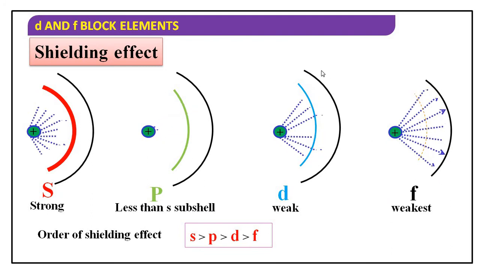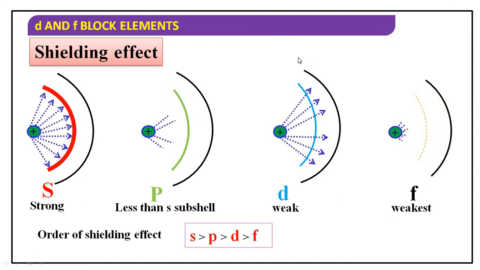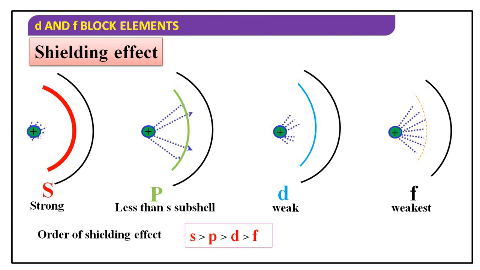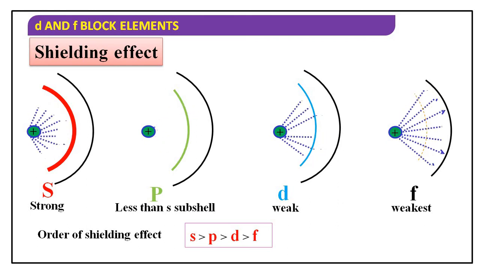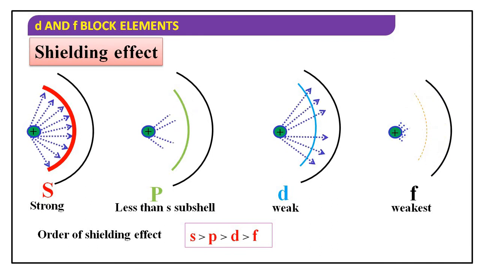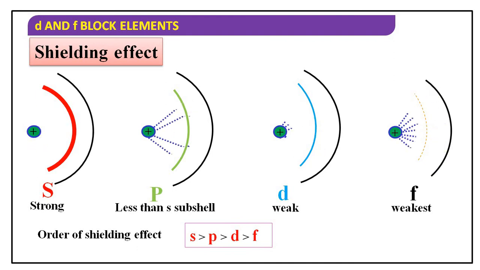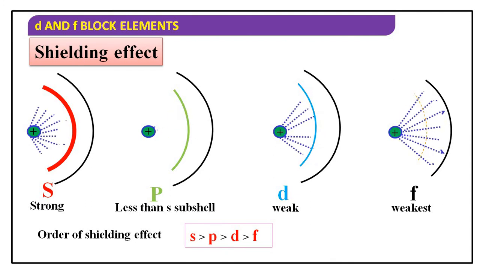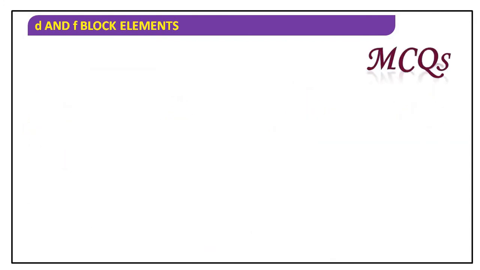Now we know in case of lanthanides the general electronic configuration is 4f1 to 14, 5d0 to 1, 6s2. So the differentiating electron enters f subshell, and these electrons cannot protect the valence electron effectively from the nuclear charge. So this is the reason the effective nuclear charge increases from lanthanum to lutetium, which results in decrease in atomic size.